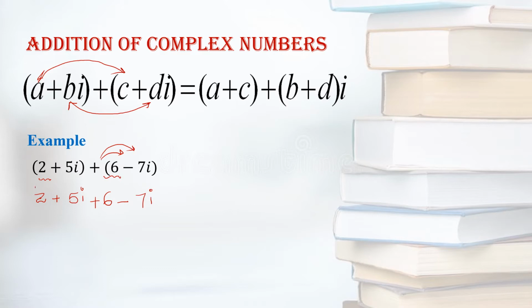Now add the real number with the real number. It means 2 plus 6 will give you 8, and plus 5 minus 7 will give you negative 2i. Don't forget to write the i with it.